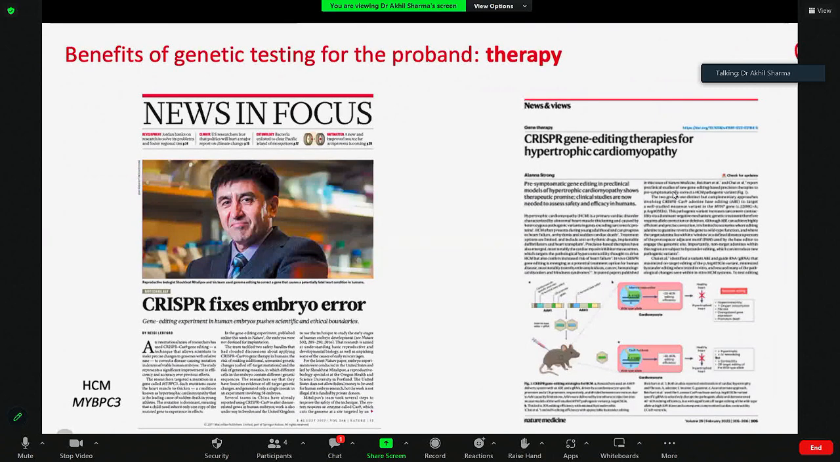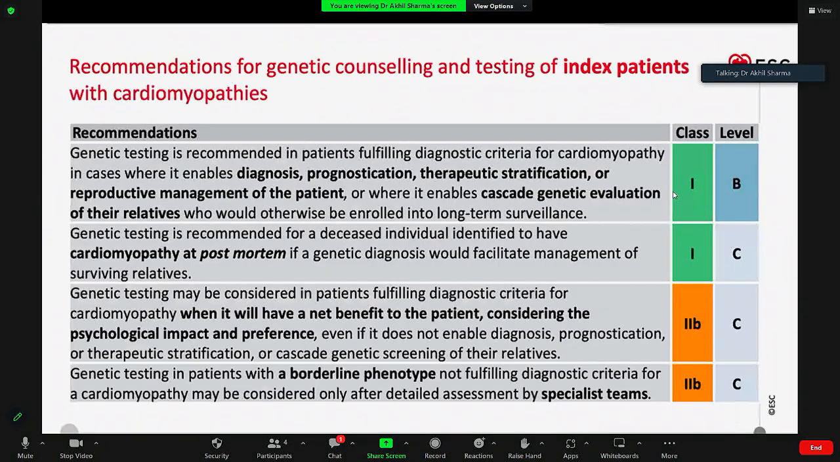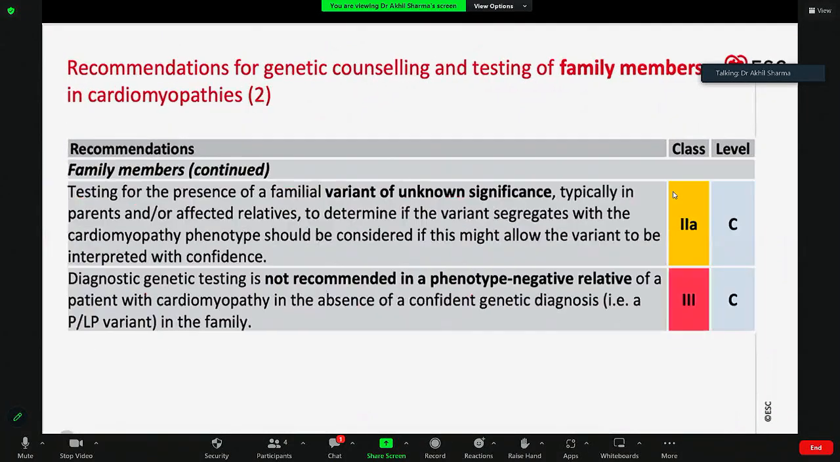Some benefits of genetic testing: as we are all aware, CRISPR is providing treatment to fix some genetic disorders, which is again a method of treating genetic disorders, and we are hopeful that in future we will have these therapies commonly in our practice. So genetic testing as well as counseling is recommended for all patients diagnosed with cardiomyopathies.